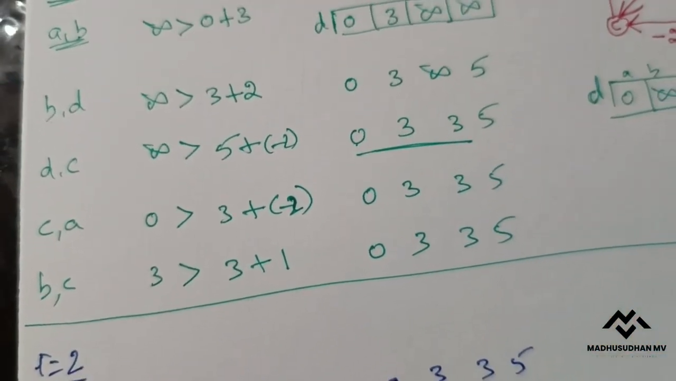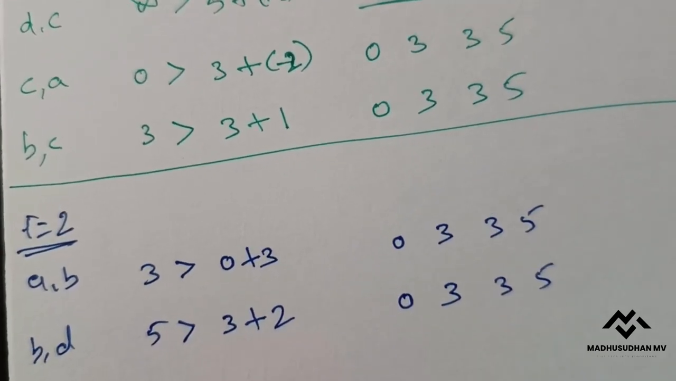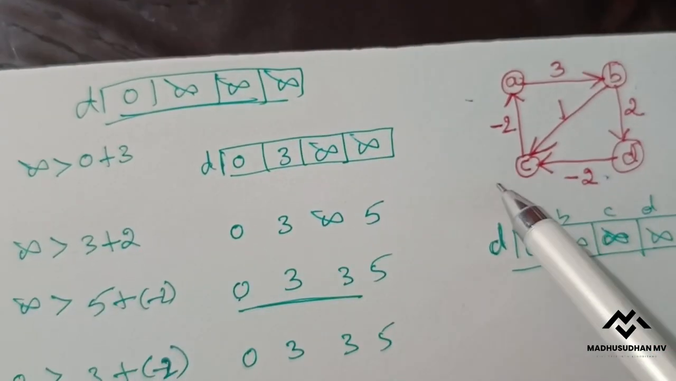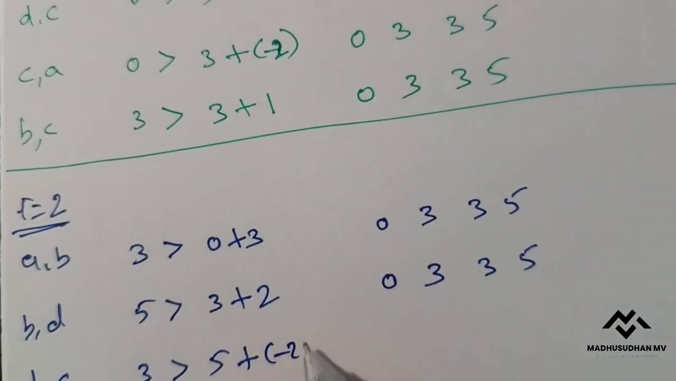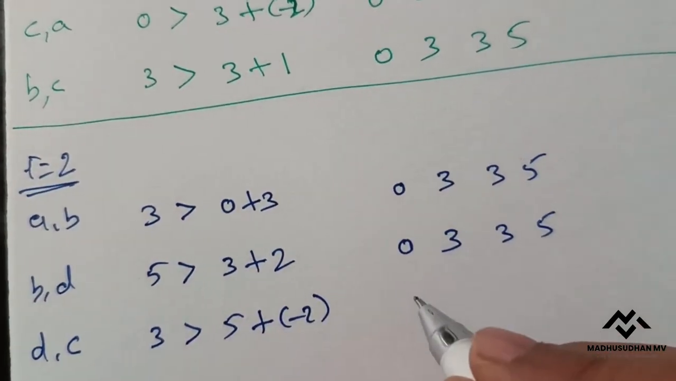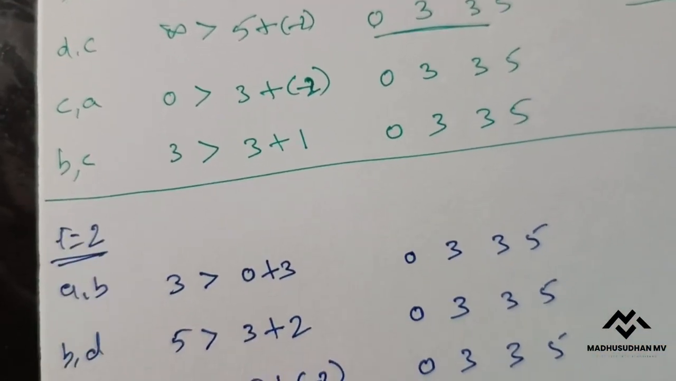Next, after B to D, it is D to C. Is distance of C, 3, greater than distance of D, 5, plus D to C? D to C is minus 2. So 5 plus minus 2 is 3. 3 greater than 3 is false. I am retaining again.